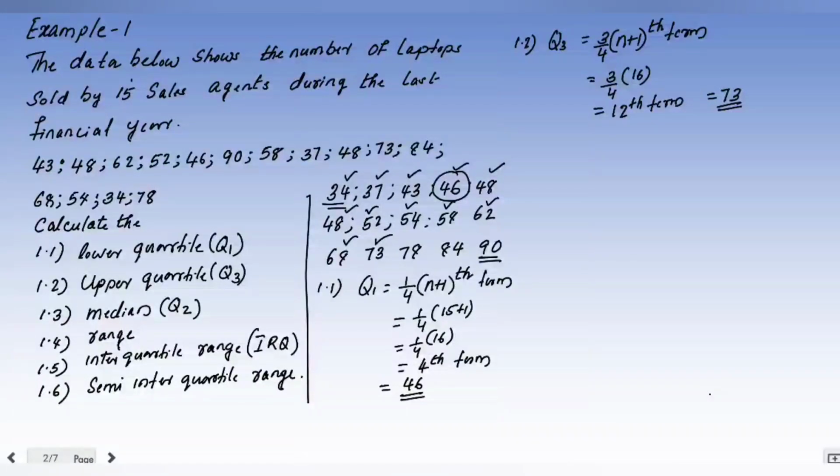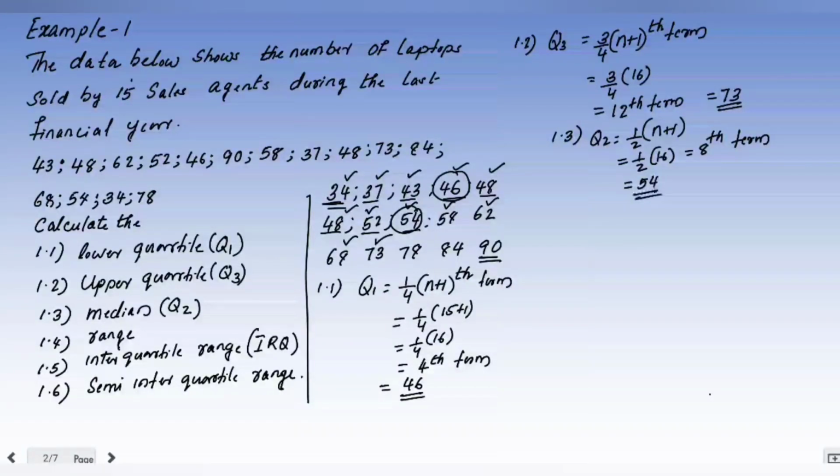Now the next one is the median. You know that already because we did one video on that. 1.3, median, that is Q2. That is half times (n plus 1). N plus 1 is 16, and half times 16 is the 8th term. What is the 8th term? First, second, third, fourth, fifth, sixth, seventh, eighth. The answer is 54. So 54 is Q2. So 1.3 also we got.